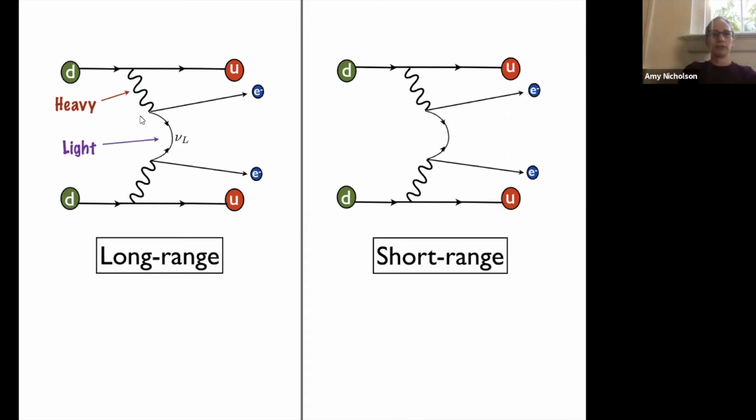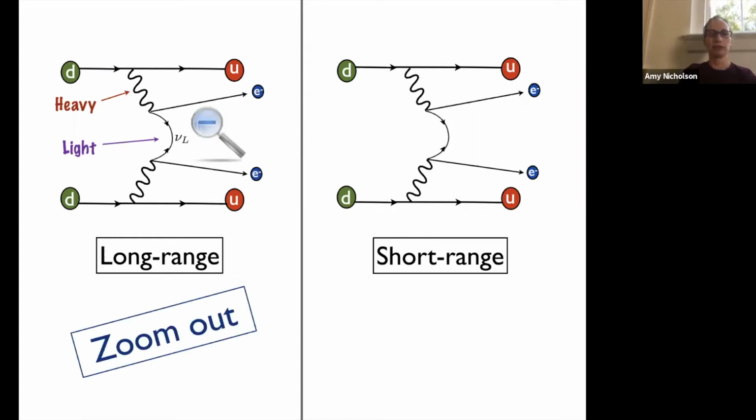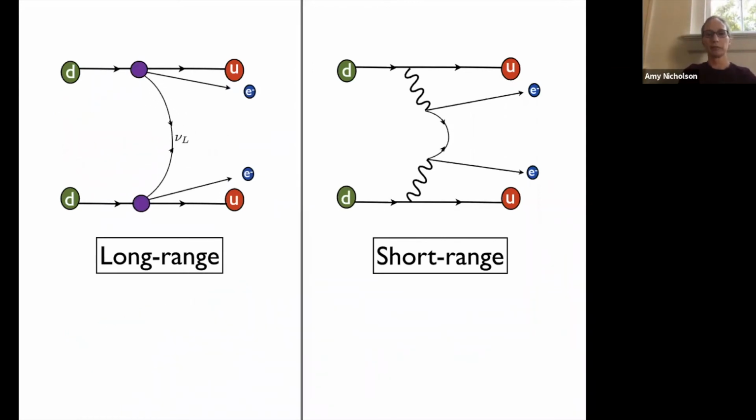So for the long range mechanism, as I said, this neutrino is light, the W bosons are relatively heavy. So if we zoom out to a longer scale or a lower energy scale, essentially, those heavy particles don't appear to propagate at all. We can't resolve the short distance where they're propagating. And so it appears that this occurs at some point-like interaction.